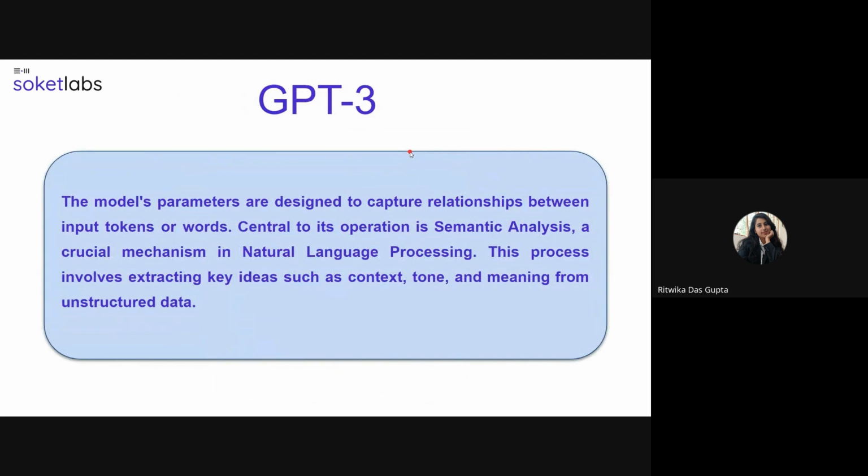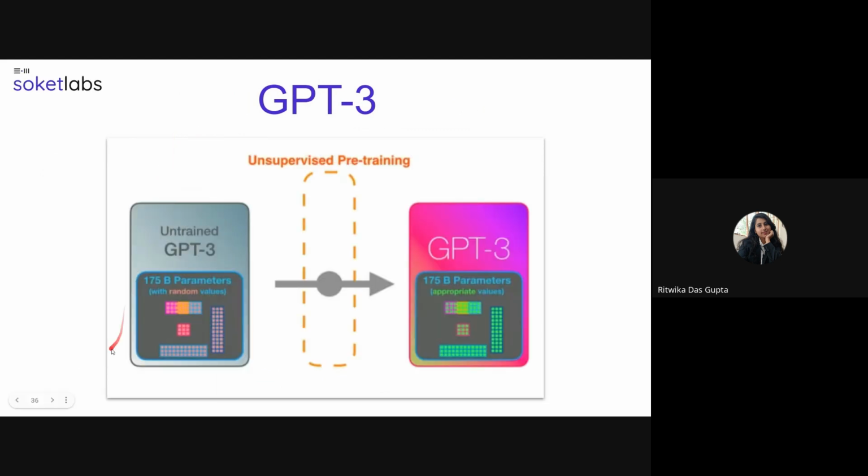So how the GPT-3 model works is that it works similar to the transformer model. It's just that it is trained on a higher number of data, and it also extracts the key ideas, context, tones, and meanings from the unstructured data. And as I said, it has 175 billion parameters. So it has a large number of parameters, and it needs a large amount of space to be trained.